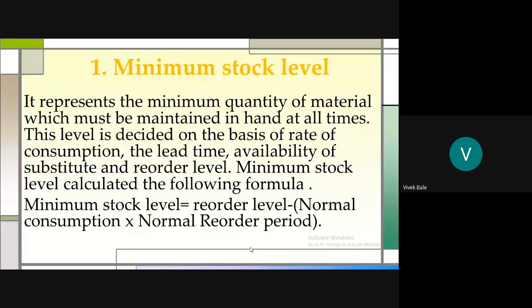And therefore the minimum stock level should be calculated using the following formula. This formula should be kept in mind, and everyone, you should write this formula in your notebook. Minimum stock level is equal to reorder level minus normal consumption multiplied by normal reorder period. See, reorder level is the level at which you are supposed to place an order to purchase the goods. From this level, you subtract the normal consumption multiplied by the normal reorder period. Normal consumption means how much material is normally required for manufacturing the goods, and normal reorder period means the time when you are purchasing goods again. So if you multiply this and subtract it from the reorder level, you will know the minimum stock level in your company.